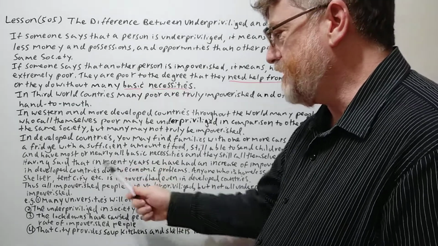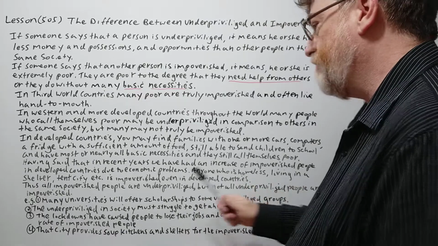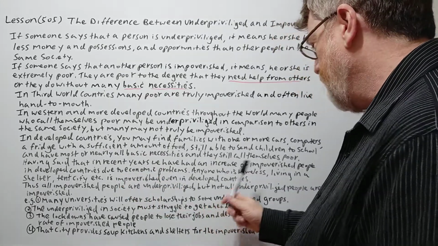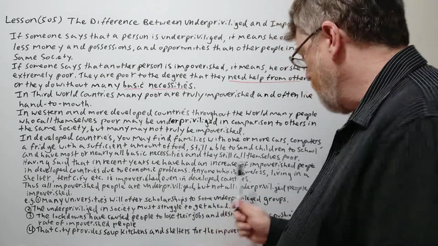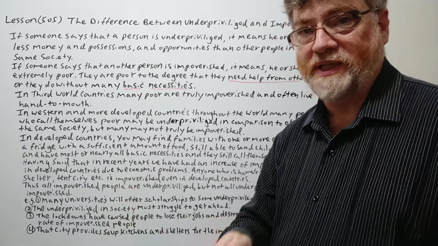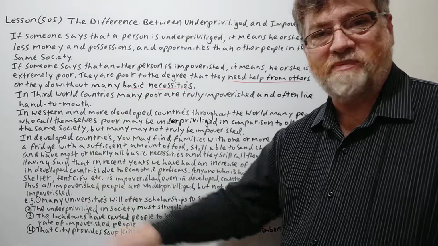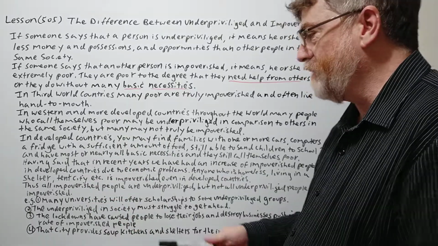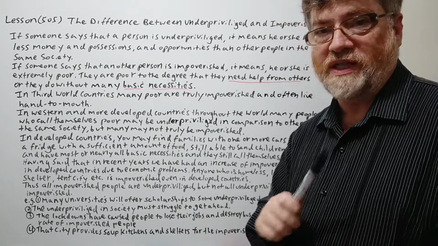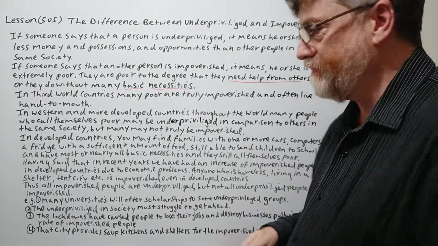Having said that, in recent years, we have had an increase of impoverished people in developed countries due to economic problems. Anyone who is homeless, living in a shelter, because clearly you need help in these situations. Tent city, where all you did is just set up a tent and the tent becomes your new home, etc., is impoverished even in developed countries. So if they're living in a developed country and they're in one of these situations, you are impoverished.